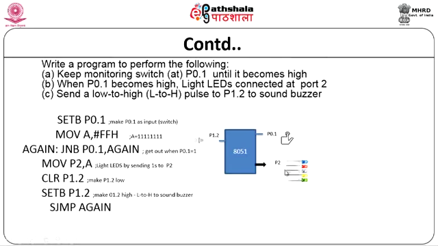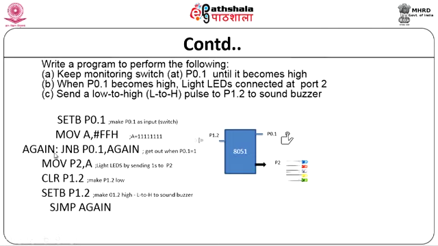Now, you just see that all the LEDs are connected at P2. So, if 1 is given over there, all the LEDs will be glowing. Then CLR P 1.2, SETB P 1.2. What it is trying to do is give a low to high pulse. We do not want to give either 1 or 0 directly, to avoid spikes. I am giving first a low pulse, then I give a high pulse. So, low to high is given at P 1.2, which in turn makes the buzzer sound, and SJMP again. So, it comes over here again and does the same process.